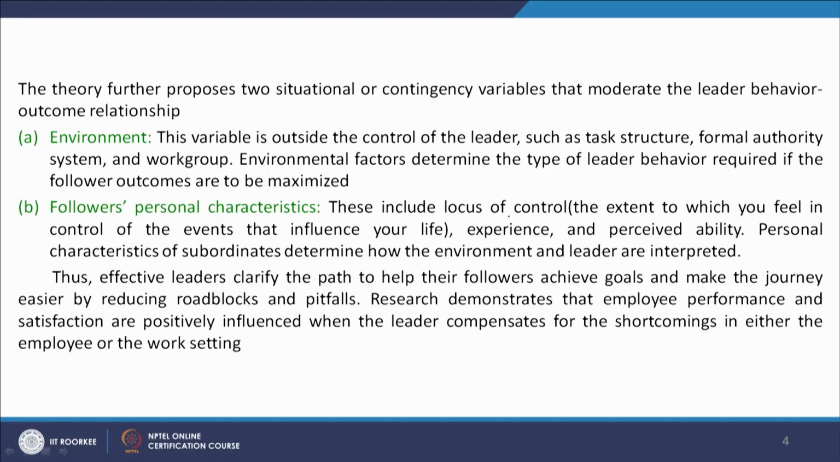So, if any follower has a high internal locus of control, or they have so much influence on other people, or they have different kinds of experiences based on their ability, then these kinds of factors cannot be controlled, but these can only be determined and controlled by adopting a specific leadership style. So, this contingent variable is again uncontrollable. So, we can say that internal locus of control or influence or experience and perceived ability, these factors actually determine how the environment and leader are interpreted.